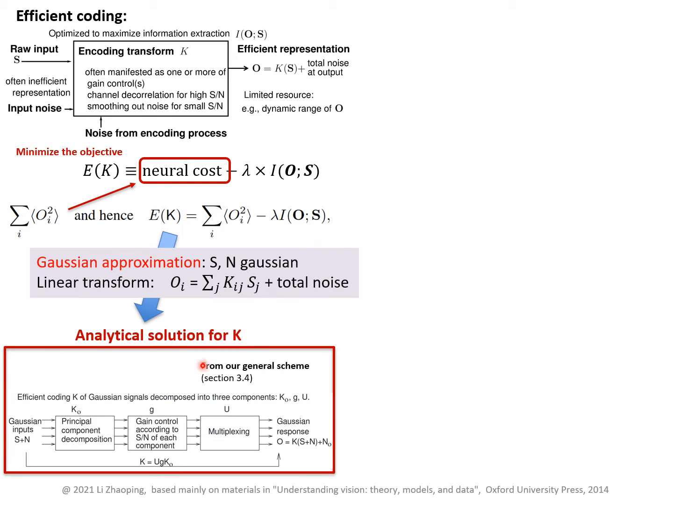And this solution we have shown to have these three conceptual stages. And this solution provides lots of insights and predictions about visual receptive fields in early visual stages, particularly for retinal coding. We have also shown that in this analytical solution, there is a freedom in choosing the third stage, the multiplexing matrix U. Accordingly, neural receptive fields in the retina and those in V1 could be seen as arising from different forms of this matrix U.